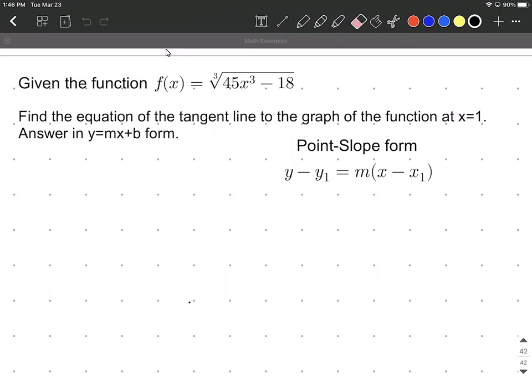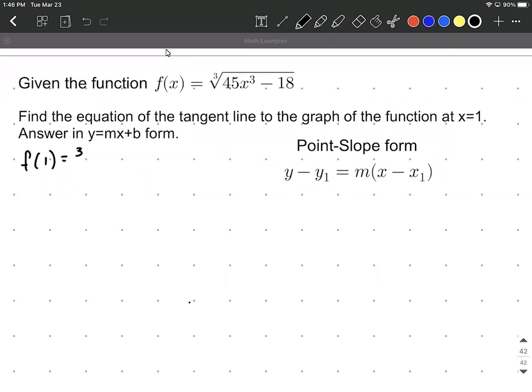So y minus y1 equals m times x minus x1. To use this, what we need is a point and a slope. To find the point, we're going to substitute 1, our x value, into the function. So we're going to evaluate the function at 1.